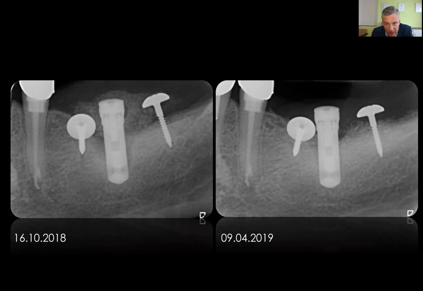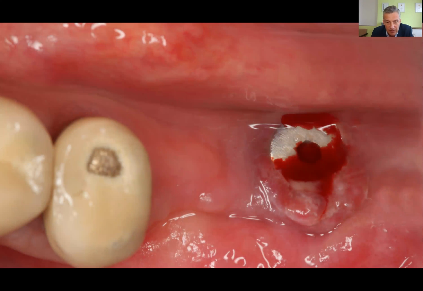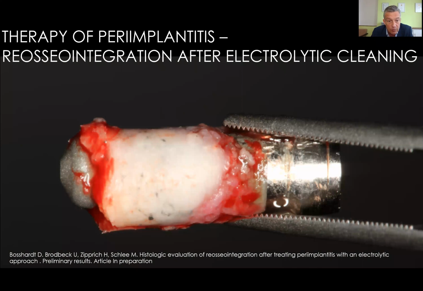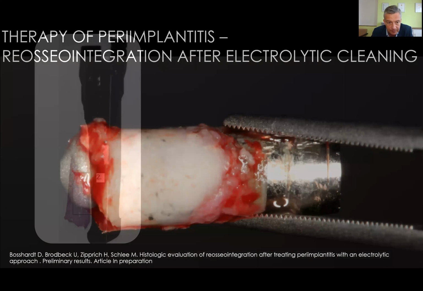The patient did not brush very well, but this was the situation. And finally, we decided this will not be stable over time. And we opened the site and removed the implant. We found a lot of new bone clinically. And now we had the chance to get a human histology for the first time. So we sent the sample to Dieter Bosshardt at the University of Bern, who did the histology.